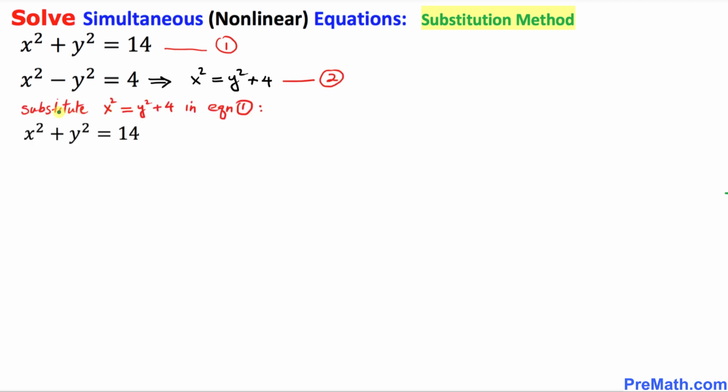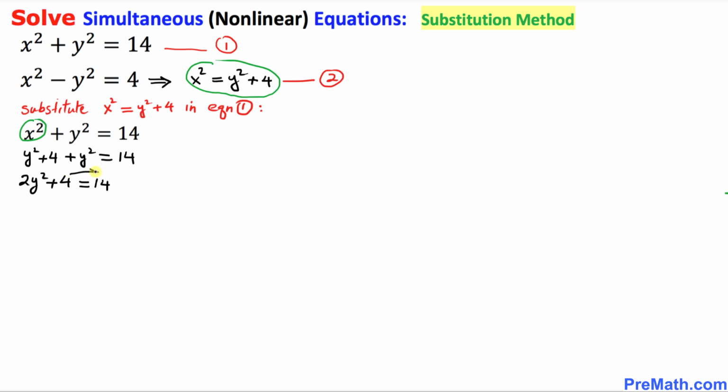Now in the next step, we are going to substitute x square equal to y square plus 4 in this equation number 1. So here is equation number 1. Wherever we see x square, I am going to replace it by y square plus 4. Let's do that one. So that is going to make it y square plus 4, and then we have a y square equals 14. Let's simplify this. Y square and y square is going to become 2y square plus 4 equals 14.